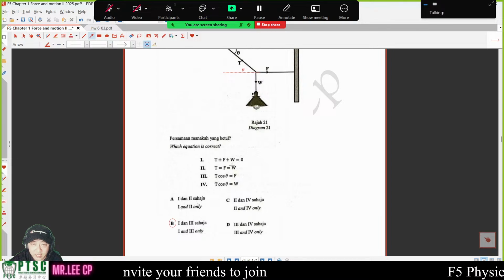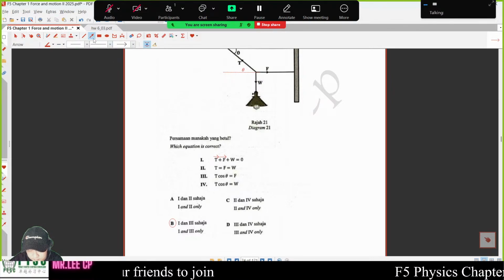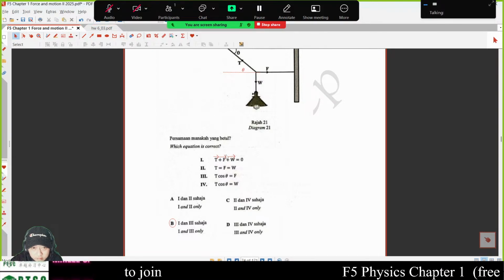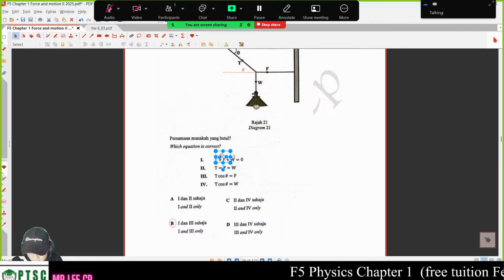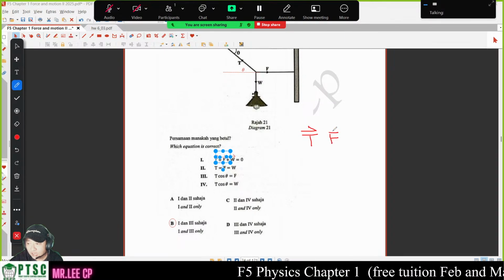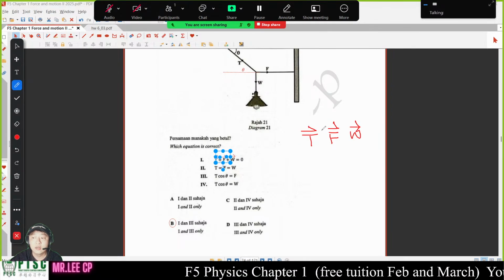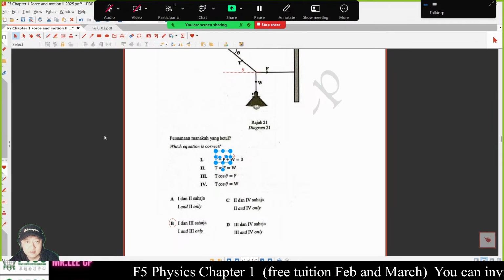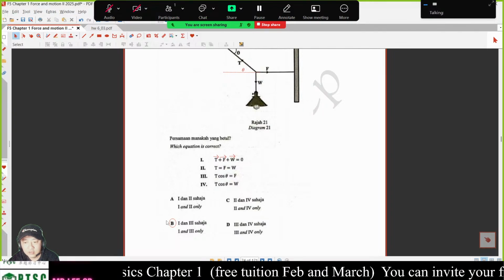So I am going to put it in here and here. Actually, you can write it this way, like T, like that. F, like that. W, like that. Or like that also can. Up to you. You learn in math. I put it in this way, then okay already. So I will put the answer as B.